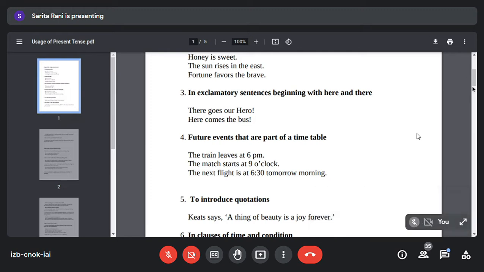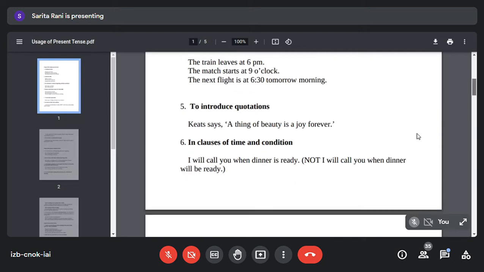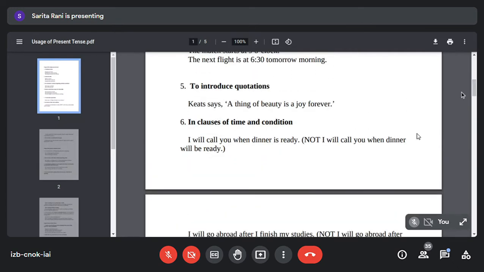Let us see here. So what is the next point? To introduce quotations, ma. Here I just copied the sentence from the net. But here we should not give single quotations. We have to give double quotations. Now look at this sentence. Keats says. "Says" is the introduction here. Keats says means subject plus V1.